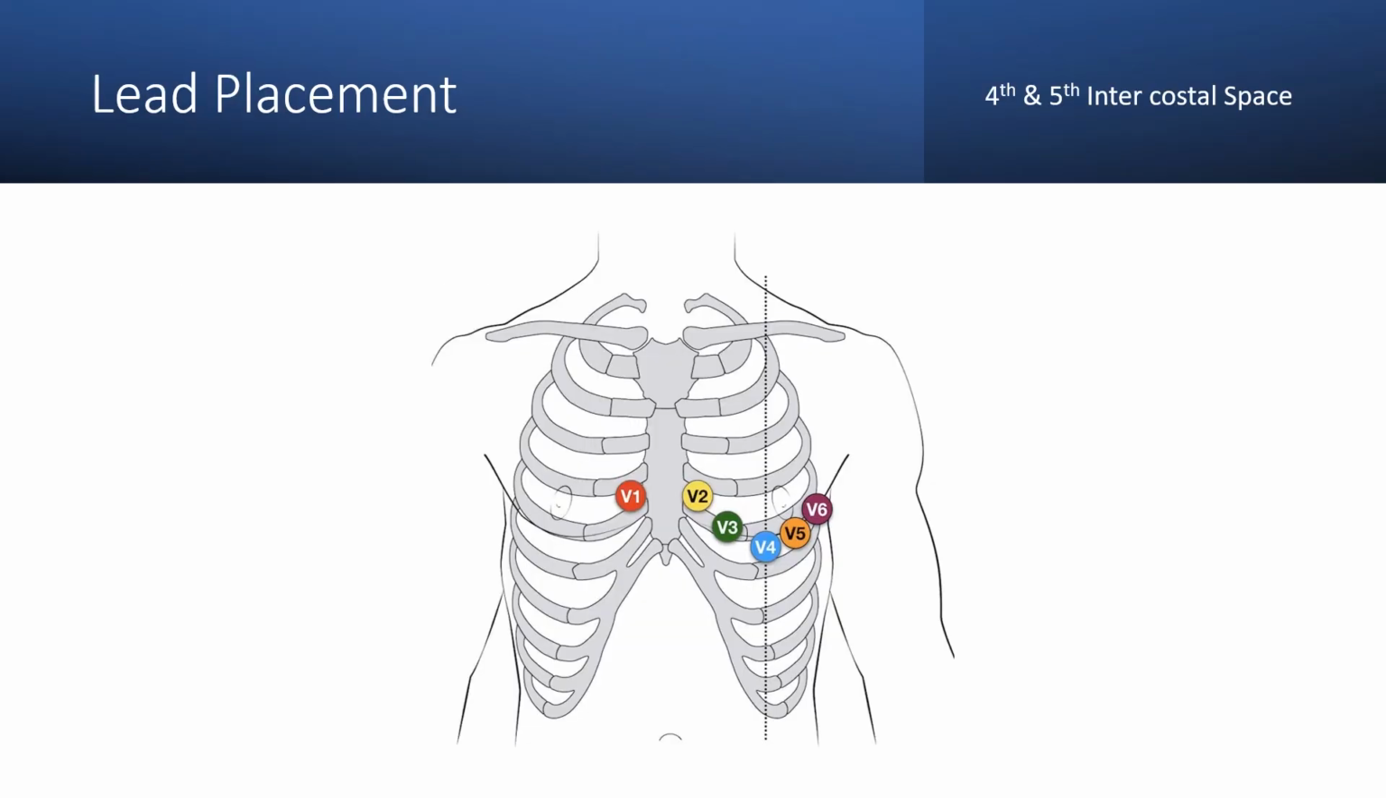Lead placement is quite important. The chest leads are placed in the fourth and fifth intercostal space. Placing the leads higher or lower causes improper ECG. So paying attention to this every time is important. If for any reason you have to place the leads somewhere else, maybe a space higher or lower, please alert the interpreting physician.